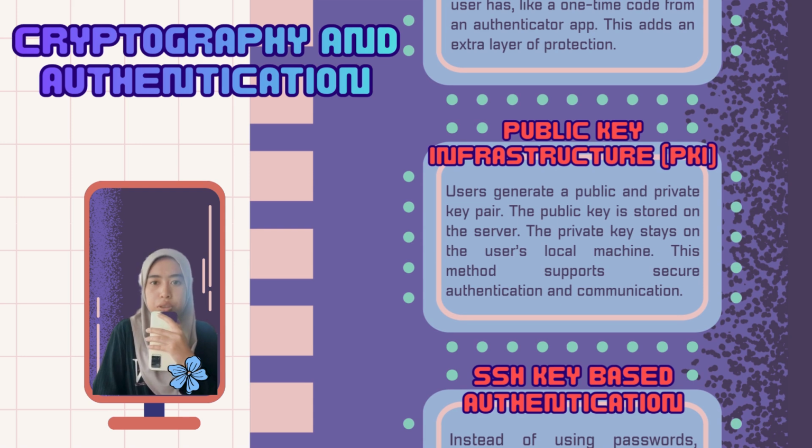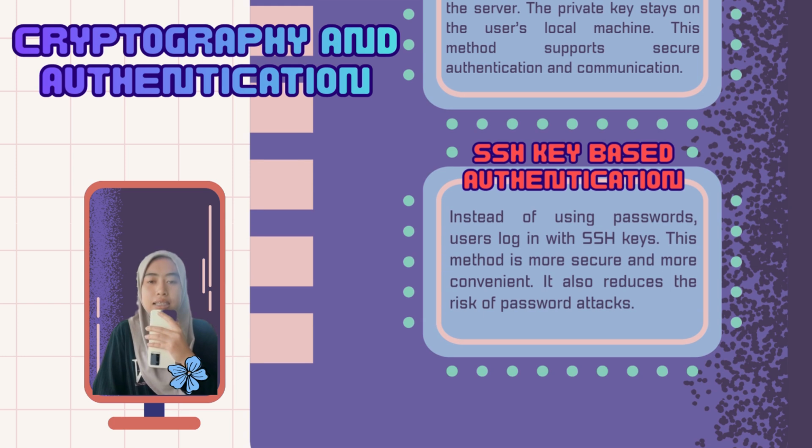Third is public key infrastructure, or PKI. The user generates a public and private key pair. The public key is stored on the server and the private key stays on the user's local machine. This method supports secure authentication. And lastly is SSH key-based authentication. Instead of using a password, the user logs in with an SSH key. This method is more secure and more convenient. It also reduces the risk of password attacks.